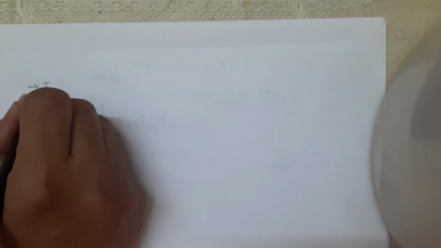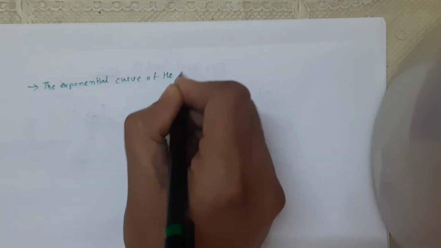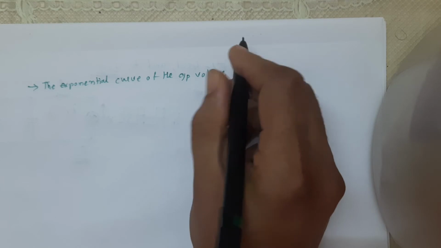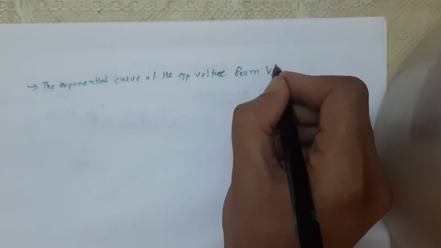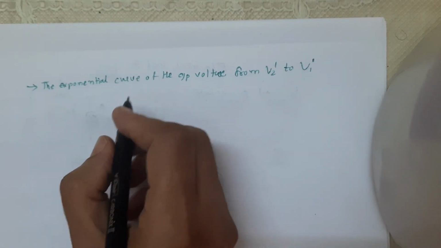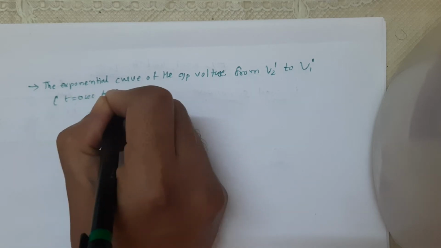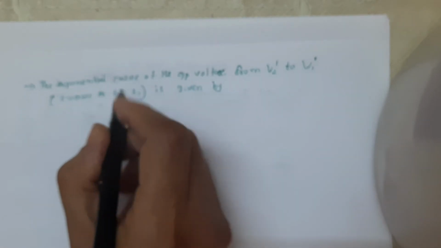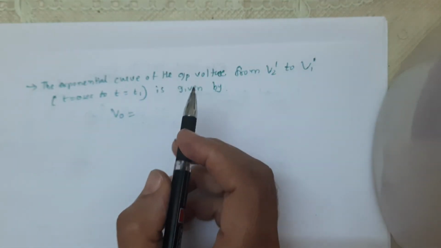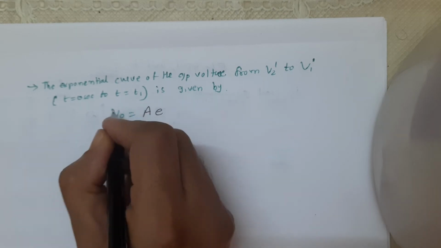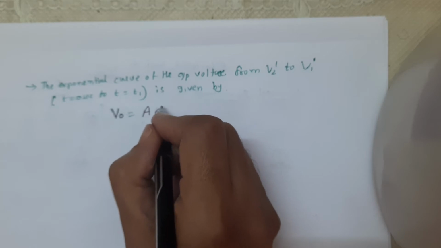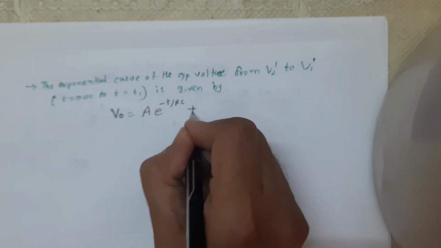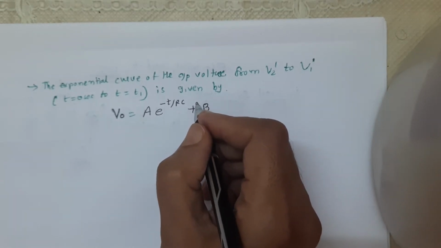The exponential curve of the output voltage from V2 dash to V1 dash in the period t equal to 0 seconds to t equal to T1 seconds is given by Vo is equal to A e raised to minus t upon RC plus B.